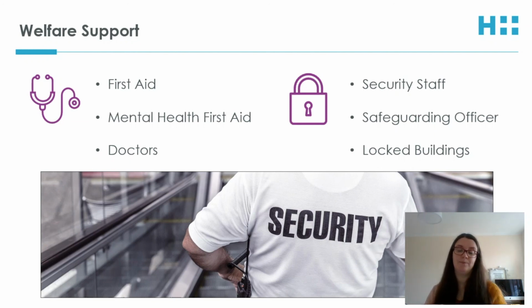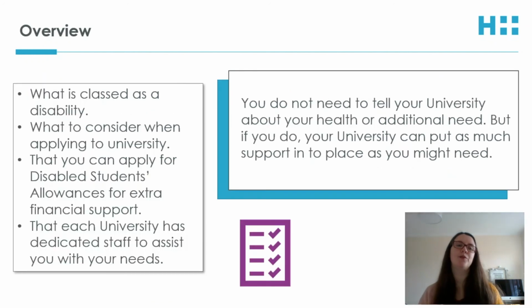So today we've gone through what is classed as a disability, what to consider when applying to university and applying to university accommodation, what DSAs are and how they can help you, and what kind of support staff are there and how they can assist. Like I said before, you don't need to tell your university about your health or additional need, but if you do, your university can put as much support in place as you might need.